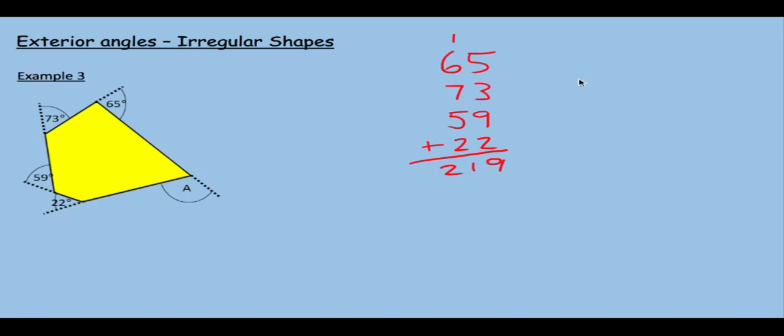So we know the total must be 360. So we're going to take this 219 away from 360. So to make it clear, A is 141 degrees.